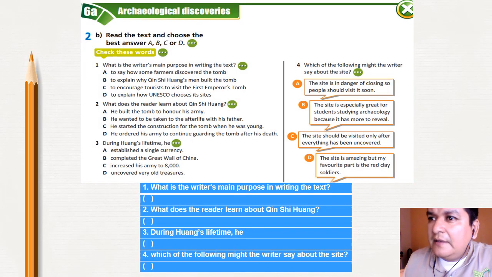Okay, next activity. Read the text and choose the best answer, A, B, C, or D. What is the writer's main purpose in writing the text?